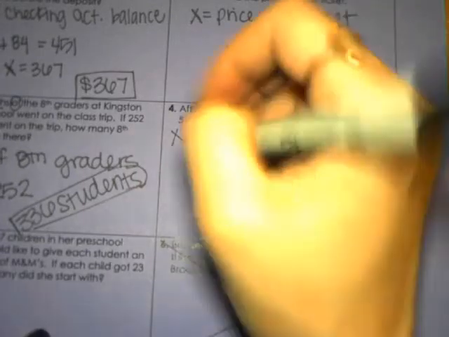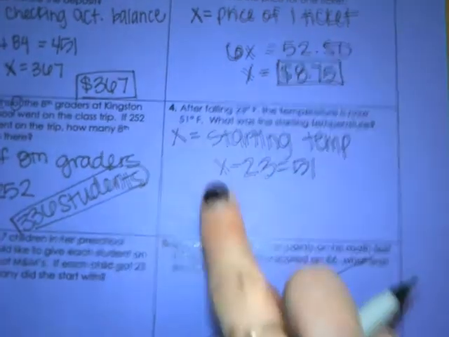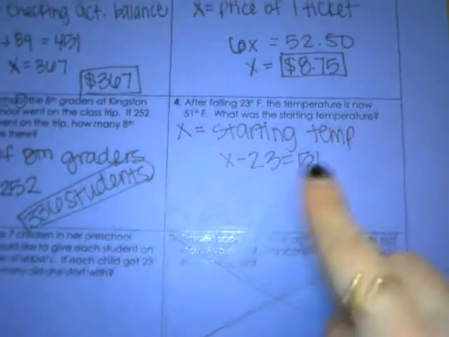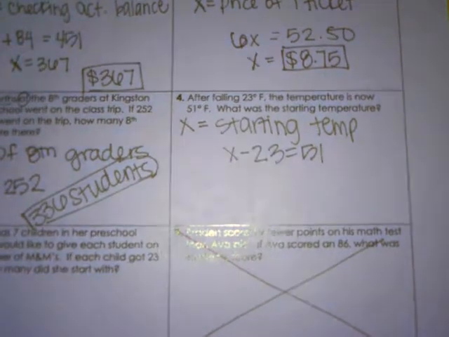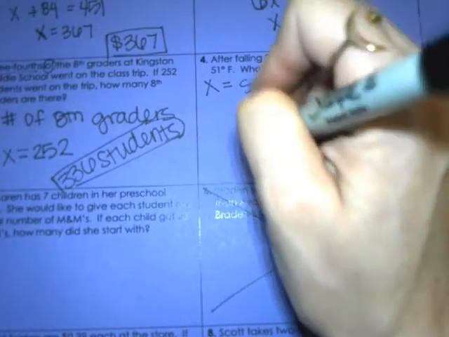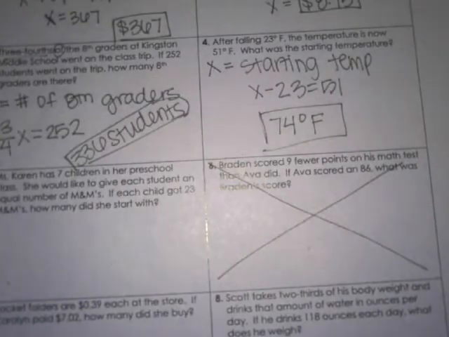Ruby. Excellent. You are saying the starting temperature minus 23 degrees that it fell equals the 51 degrees that it is now. So what is my answer, everyone? Don't forget, you must write degrees Fahrenheit or you will lose points. You must label. Questions on number 4.